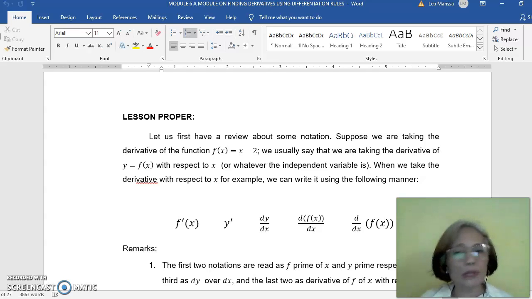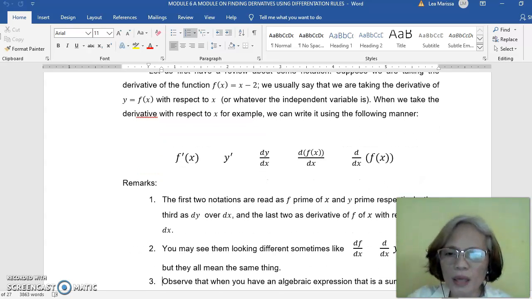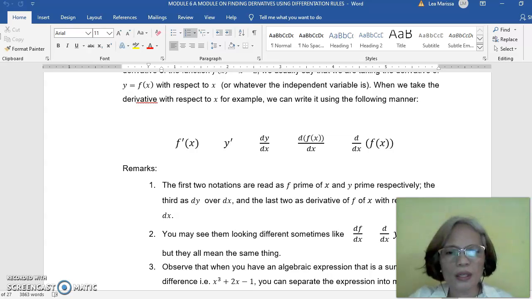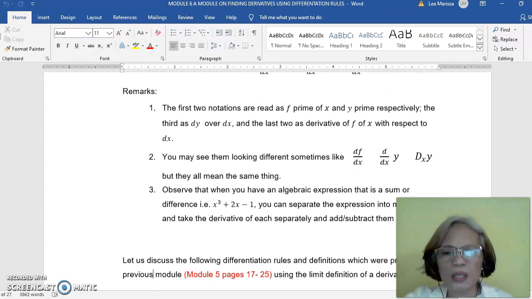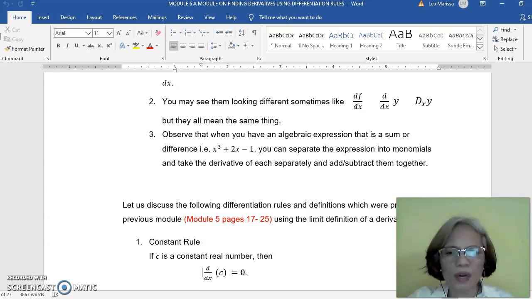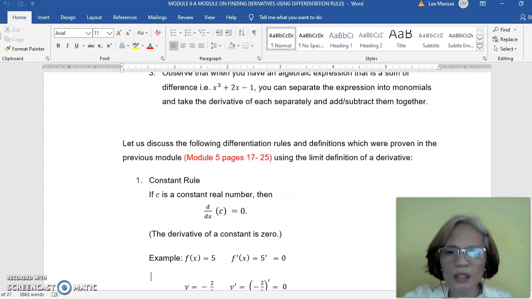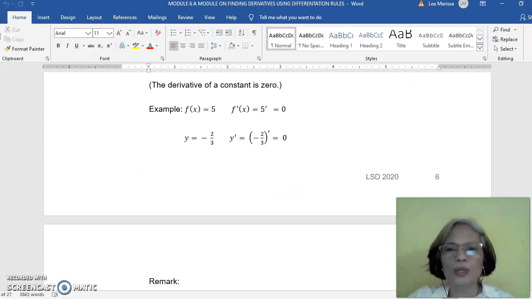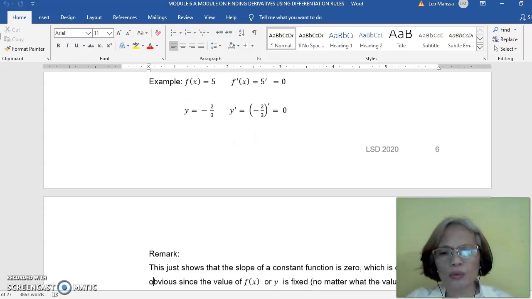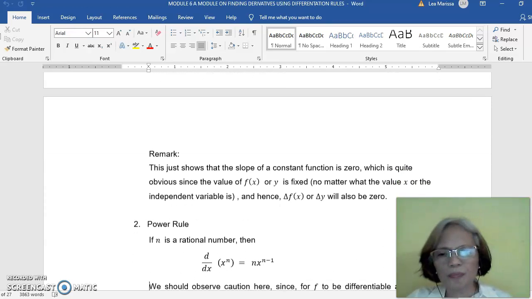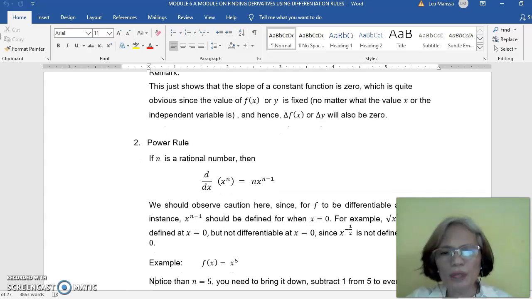Lahat ng sasabihin ko sa klase, ayun, nilagay sa module. So I have here remarks. So the first two notations are read as blah, blah, blah. So you may see. Then let us discuss the following. So I now present the different rules. I give examples for each rule. I give remarks. So power rule, if n.